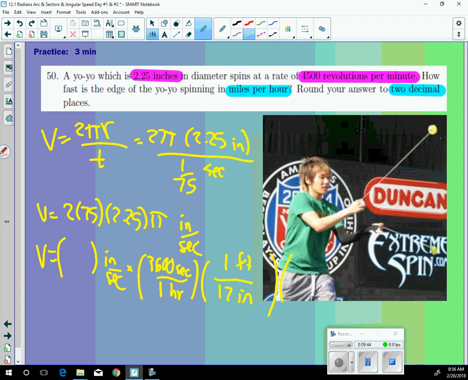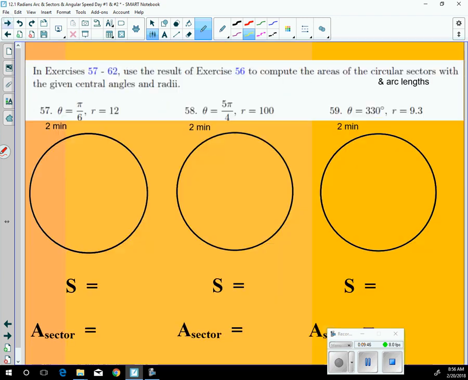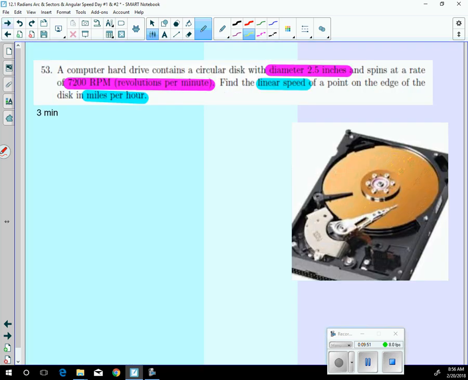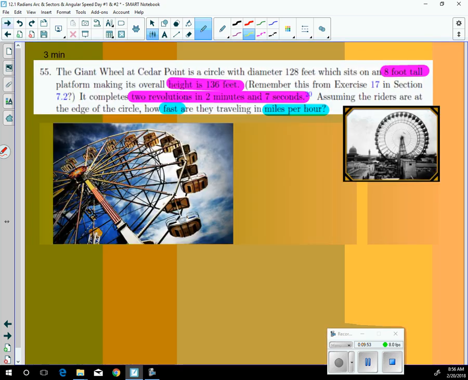Tomorrow, I'm going to check your homework. Do all of day 2, please, and I will check that guaranteed. Those are these guys, and there are a couple of those problems to do.